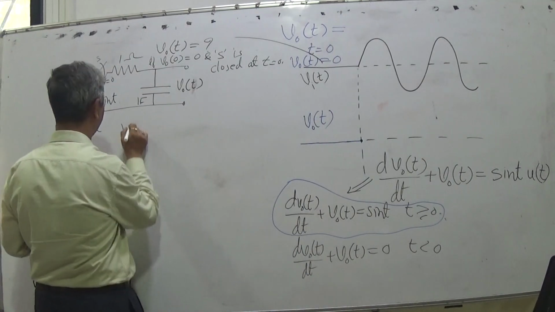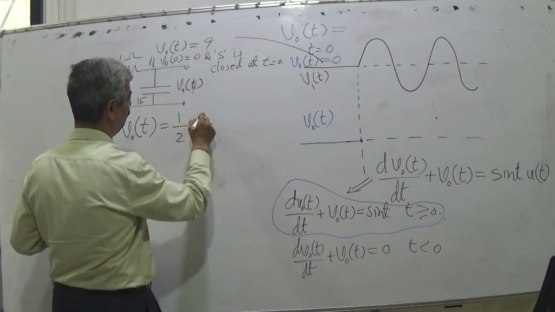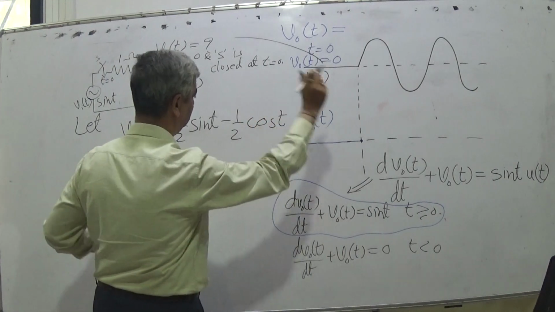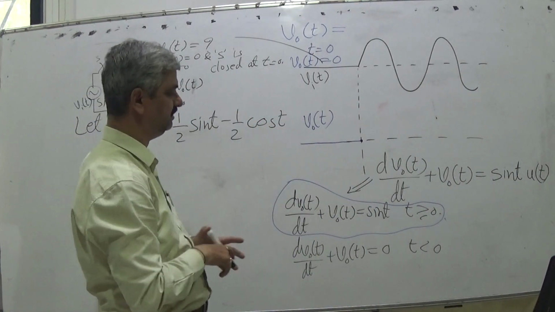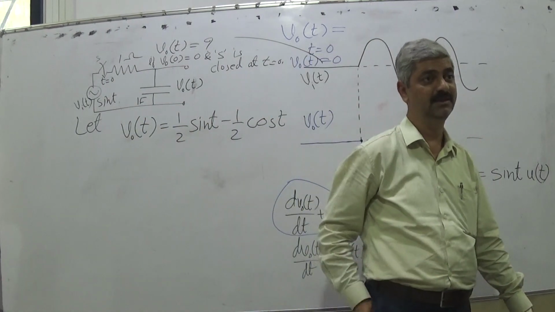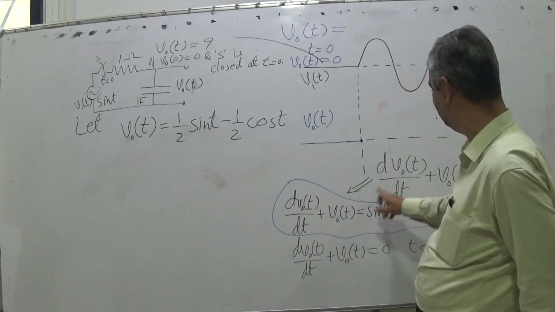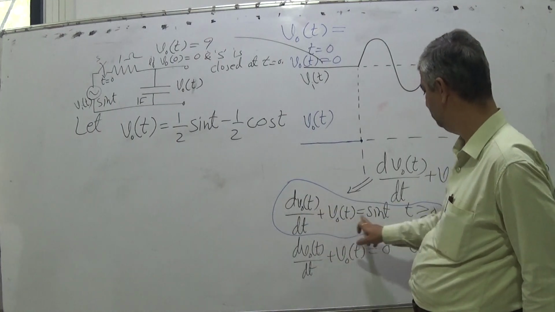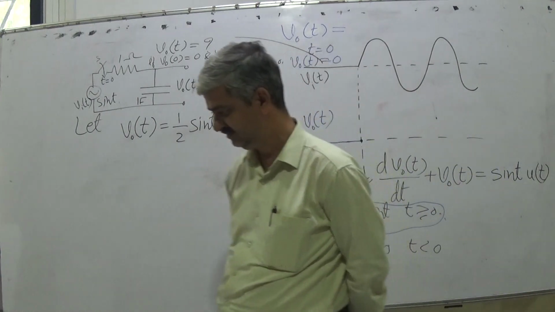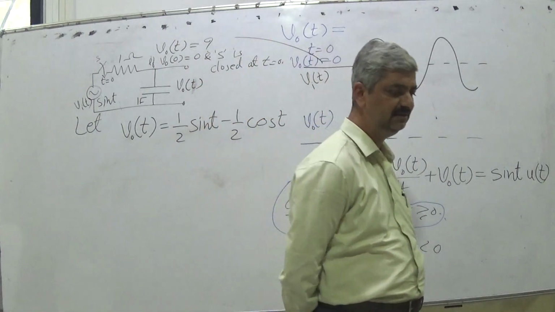So you are very much happy. VOT is equal to, you guessed and you got the guess perfect, half sin t minus half cos t. You say yes, and dVOT by dt plus VOT is sin t. So the differential equation is satisfied. So is it the final answer? Is it the final answer?